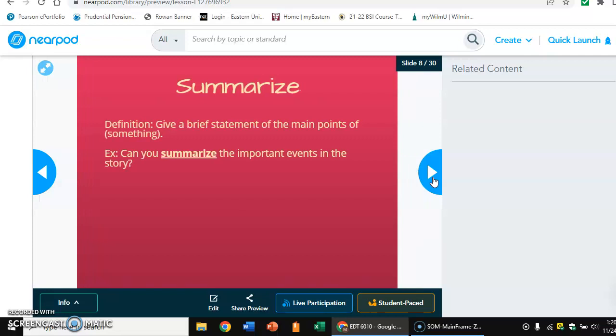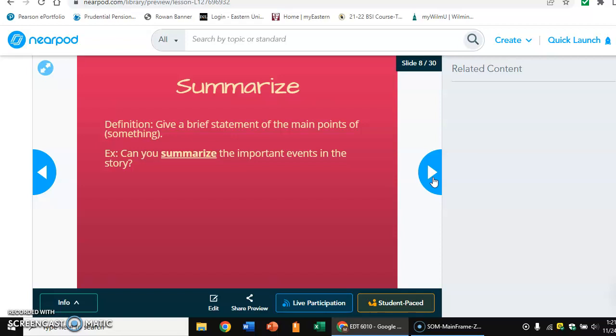Our next word is summarize. Again, we talk about this a lot in ELA. The definition of summarize is to give a brief statement of the main points of something. Many of us are guilty of simply retelling or reiterating the story itself. But when you summarize, you simply take the main parts of something. It's normally very brief and right to the point.